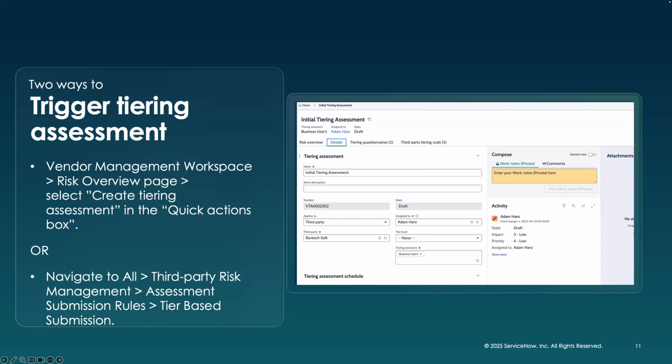Now, the other thing you may need to consider is to make sure you have approved the third party or the engagement request to perform your tiering assessments. We will see this in our demo.